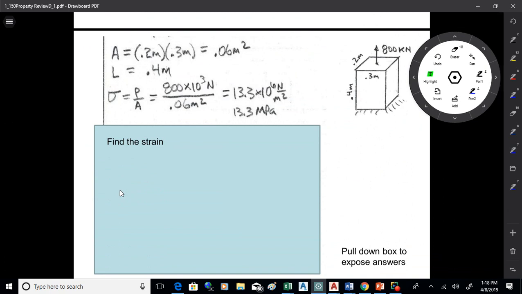So I got 13.3 megapascals for the stress. Load over area. Find the strain. You got stress, you got some material properties too, that should help you find the strain.